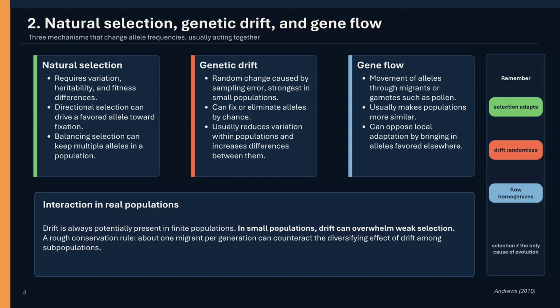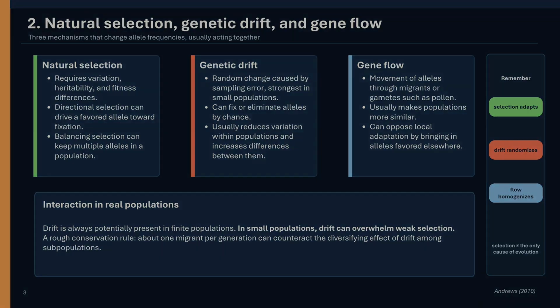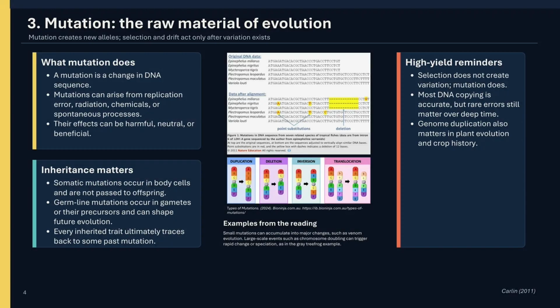So evolution means populations change over time, and evolution happens because of natural selection, genetic drift, and gene flow. But what about mutations? The next article is titled Mutations Are the Raw Materials of Evolution by Carlin, 2011. According to this article, which covers a topic that's pretty central to the foundations of the science, a mutation is a change in the DNA sequence of an organism.